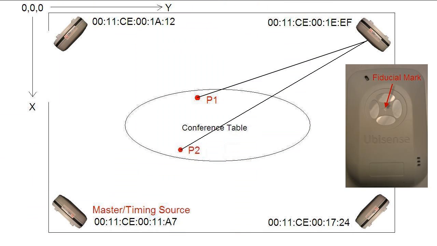Let's use the following example to explain how to use the Survey Point Finder. Let's say I don't know the coordinates of sensor 1E, EF. What I need to do is use a laser measurer and measure the distance from P1 to the face of the sensor and also the distance from P2 to the face of the sensor. When measuring these distances, make sure to aim for the fiducial mark which is on the face of the sensor. It looks like a target symbol.